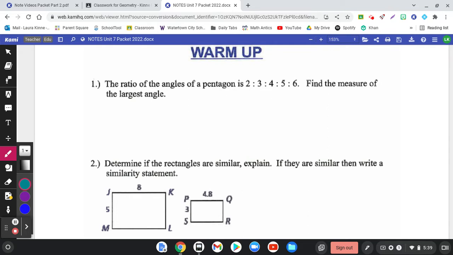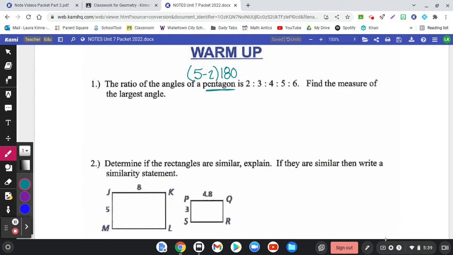So it says the ratio of the angles of a pentagon is 2 to 3 to 4 to 5 to 6. Find the measure of the largest angle. So first of all, if it was a triangle, we would know all the angles would add up to 180. But with it being a pentagon, you first have to figure out what all the interior angles add up to. So a pentagon has 5 sides. So remember, you do 5 minus 2 times 180.